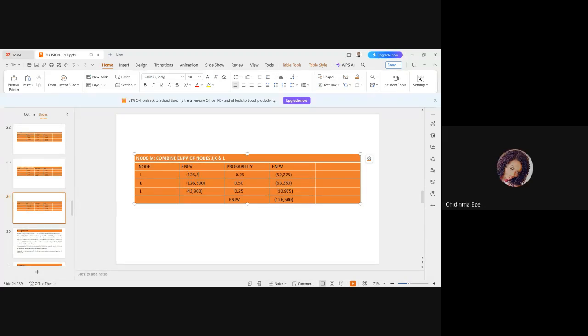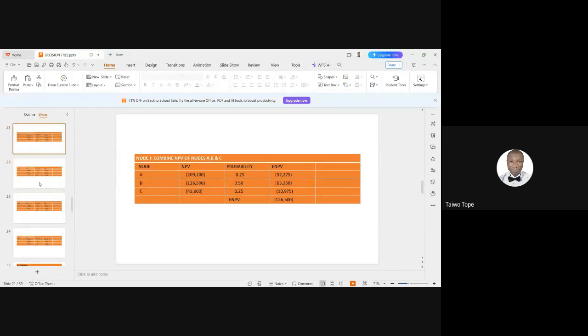Negative 126,500. Somebody is asking now, how did we get 126,500? Let's go back there. This is it, 126,500, for J. So when we now look at K, when you do plus and minus, you have 47,000. That would be the value for K. The next thing, 210,175. So that is how we derive that.